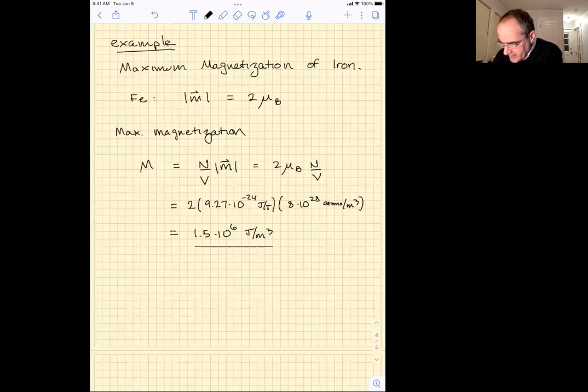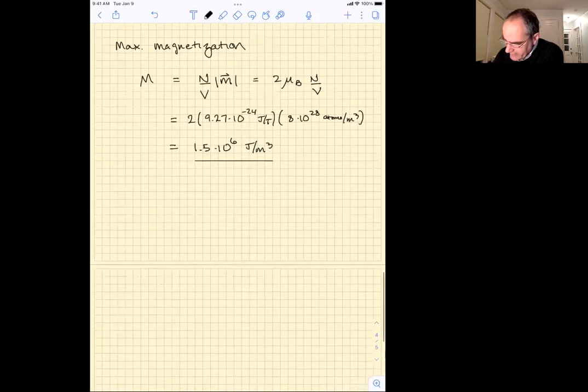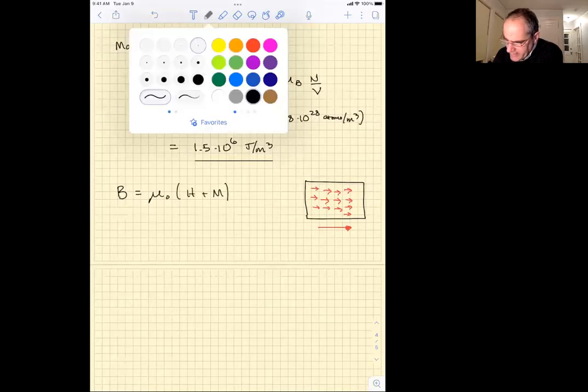It looks like a big number, and we can see how big it is if we use this to figure out the magnetic field that you should obtain inside a piece of fully magnetized iron. So if all the magnetic moments line up, then this should produce a strong magnetic field, and we can estimate how large that is. So then the magnetic field should be mu naught times H plus M.